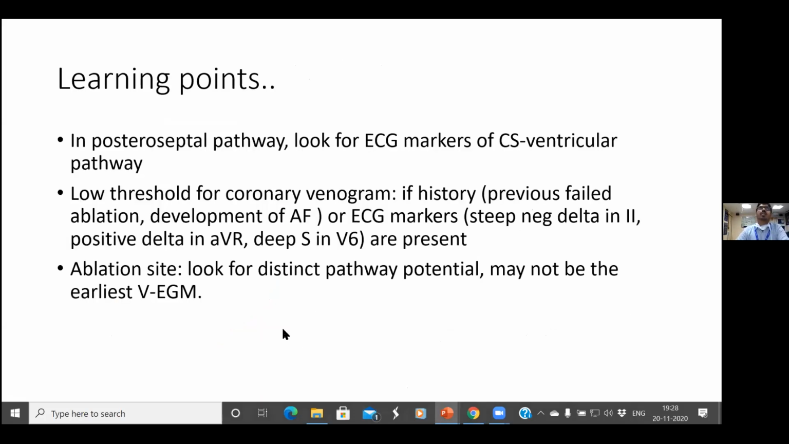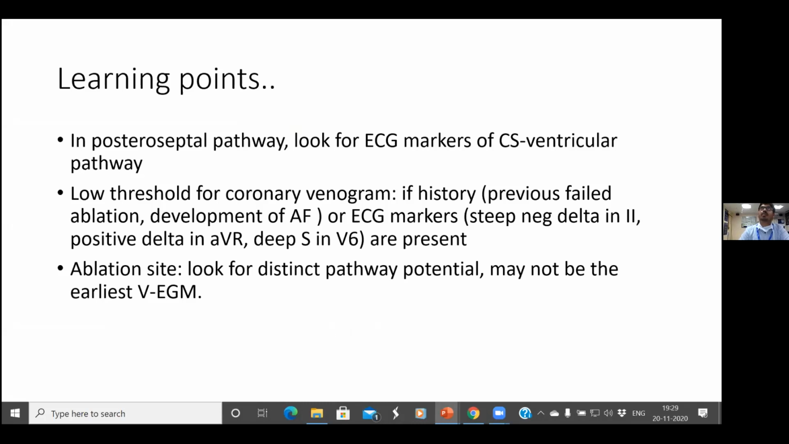So in all such cases of suspected postseptal accessory pathway, one should look for ECG markers like a steep negative delta wave in lead 2, a positive delta wave in lead aVR, or a steep deep S wave in V6. And during the initial evaluation, one should also look carefully for a history of previous failed ablation or development of atrial fibrillation.